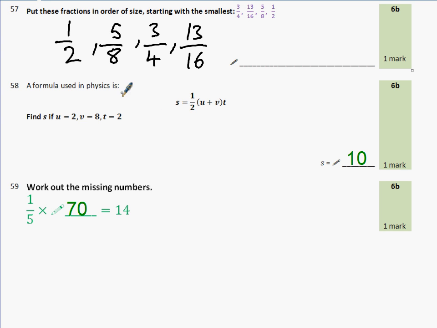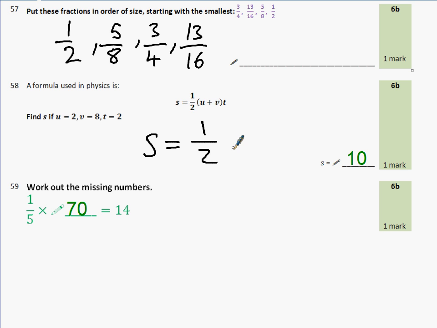Okay. A formula is used in physics. Yep, this is a true formula. This is not made up. S equals half of brackets u plus v times t. It's really simple. Find S if u is 2, v is 8, and t is 2.